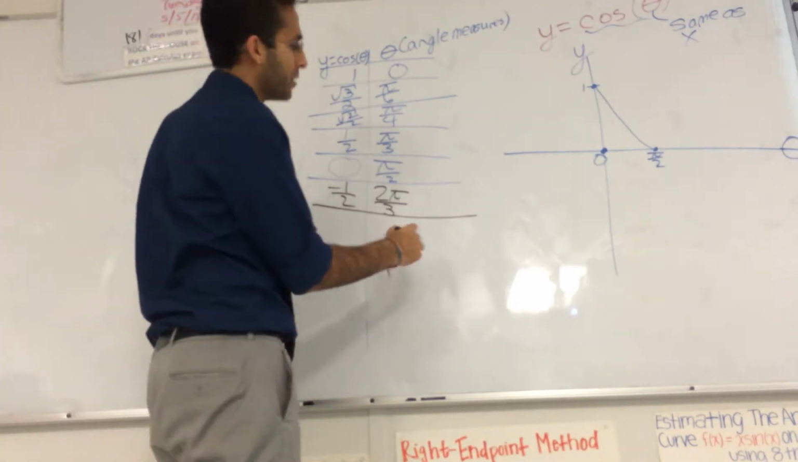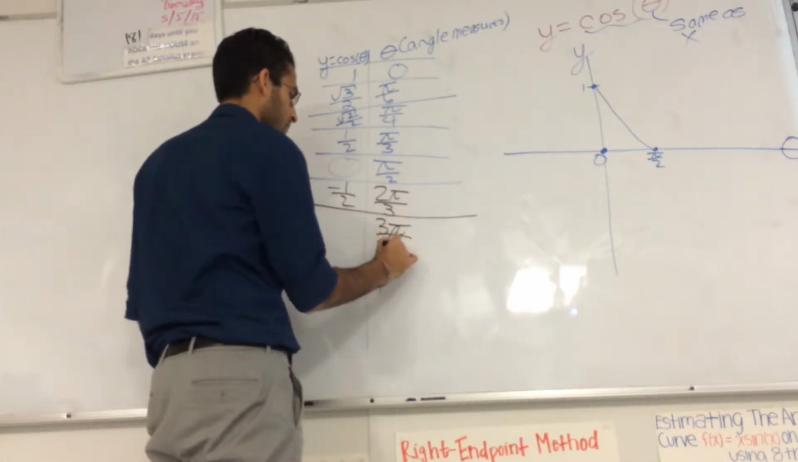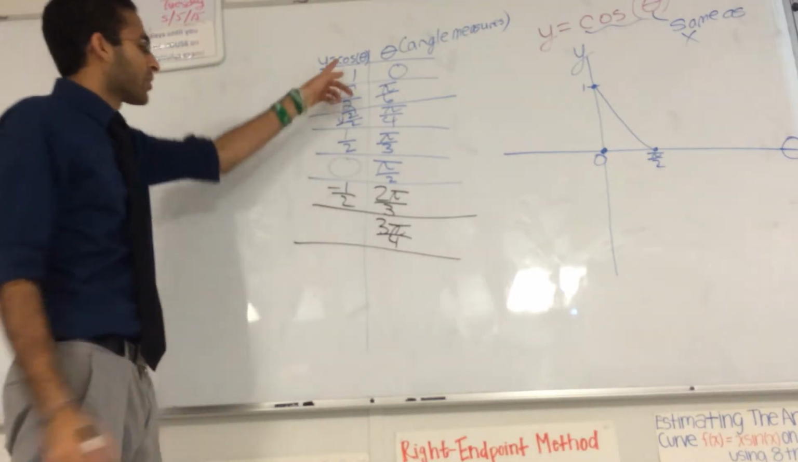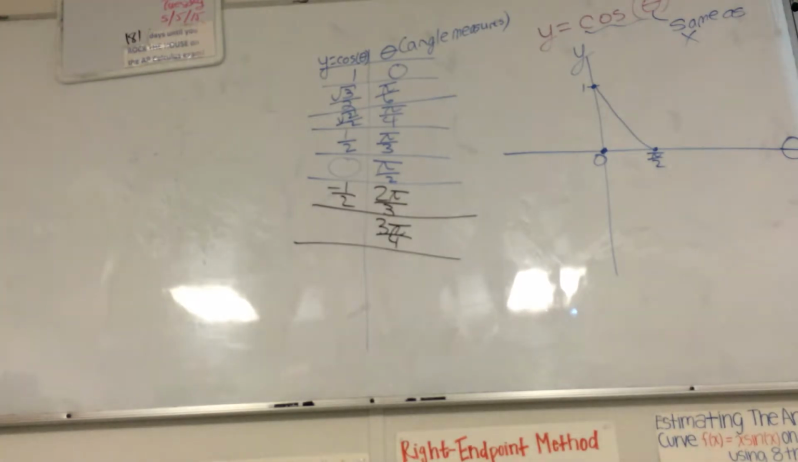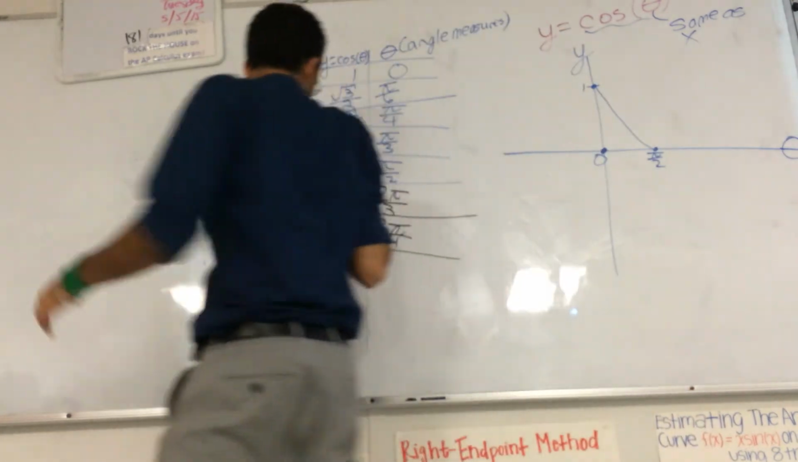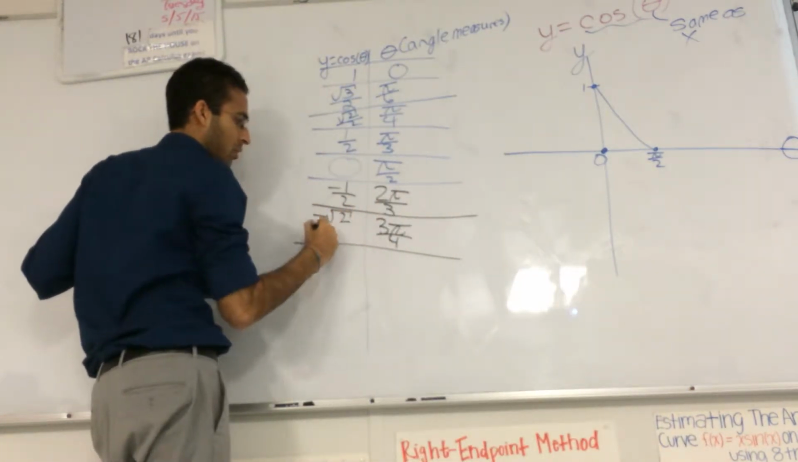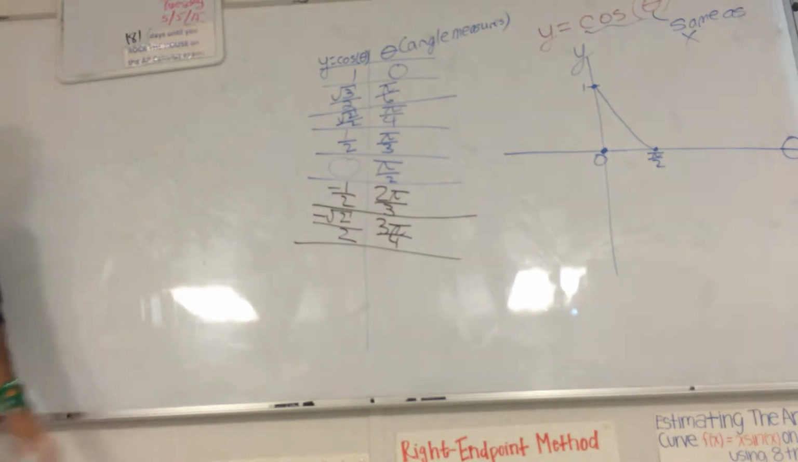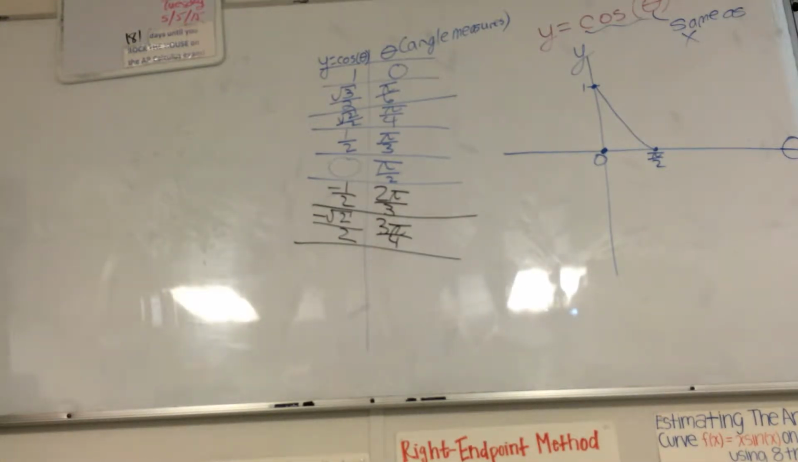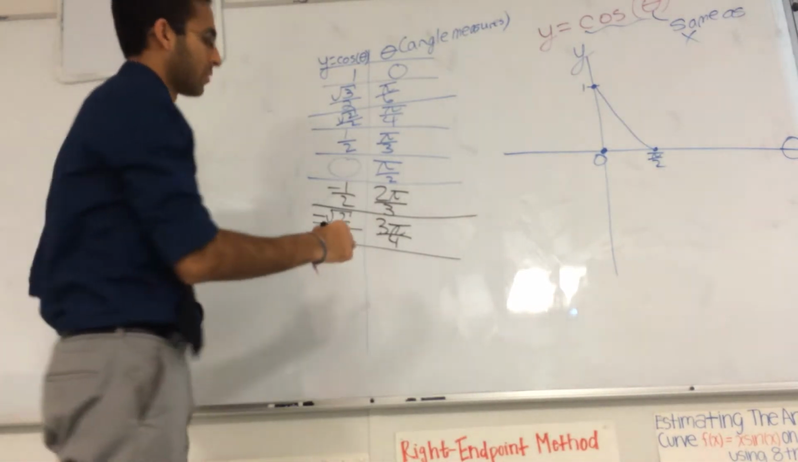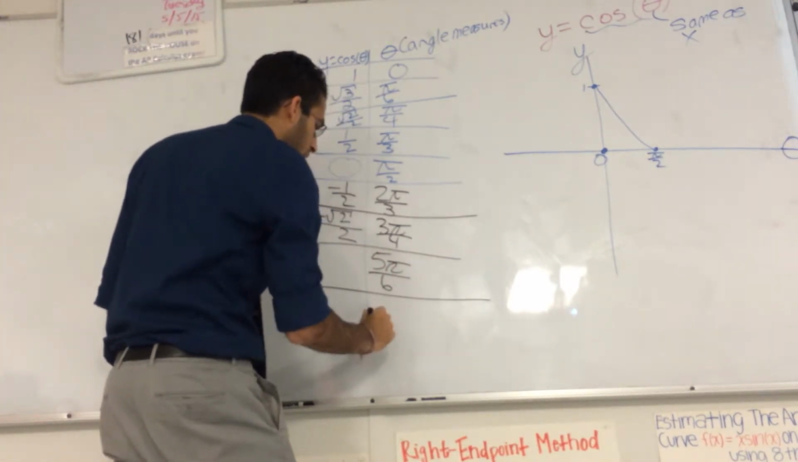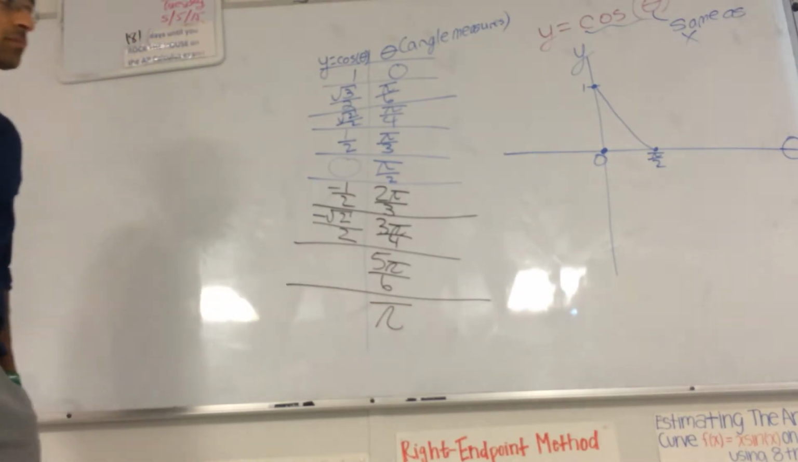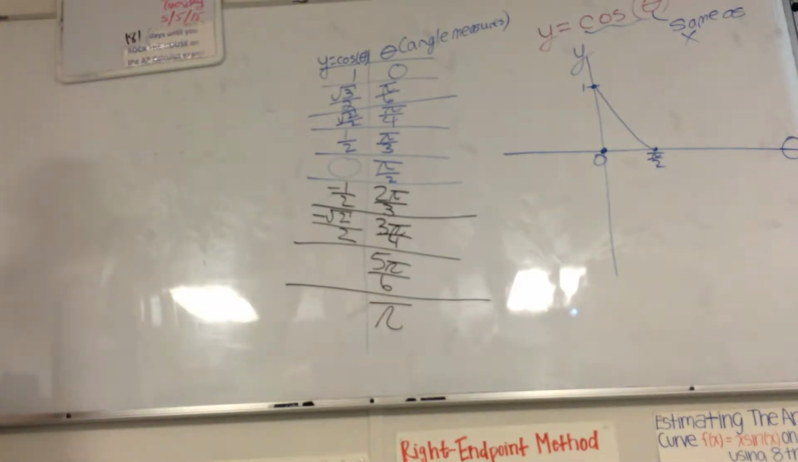So next angle will be 3 pi over 4. And I want to find cosine of this. Cosine of 135. Come over here. Boom. Negative root 2 over 2. And there are 2 more angle measures in quadrant 2.